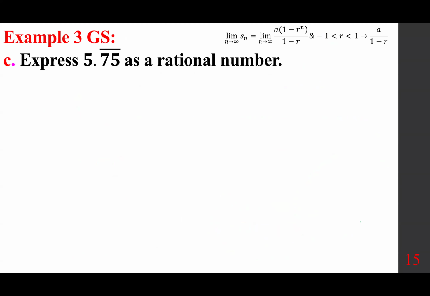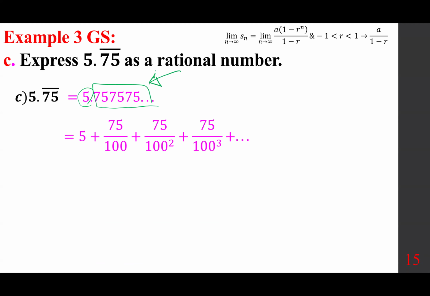Let's look at another example, 5.75 bar, and we are going to deal with it in the following manner, writing it as 5.757575. So basically, this is 5 plus this part, and this is the part we are going to do exactly as we did on the previous page. You can write it as a fraction or as a decimal.